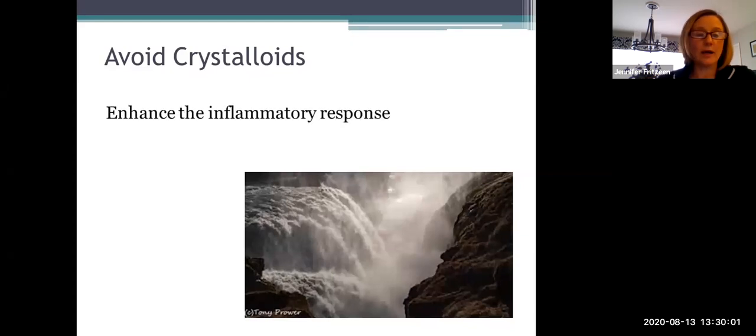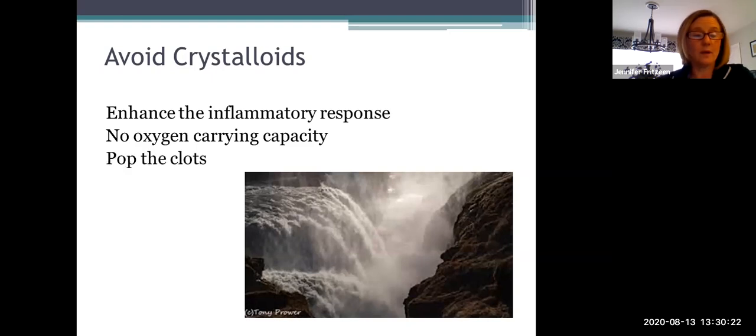First of all, we know that large amounts of crystalloid are going to enhance that inflammatory response. If we enhance that inflammatory response, we're going to see a whole lot of bad things happen on the back end. We also know that saline and LR do not carry oxygen any place. And so giving a bunch of crystalloid is not going to help us oxygenate our tissues. And that's a really important thing.